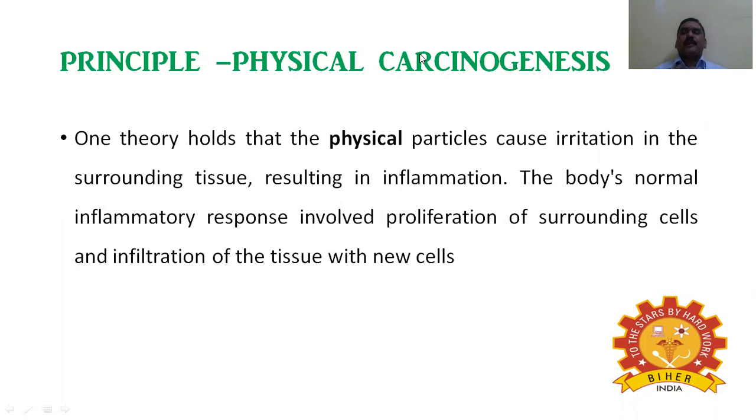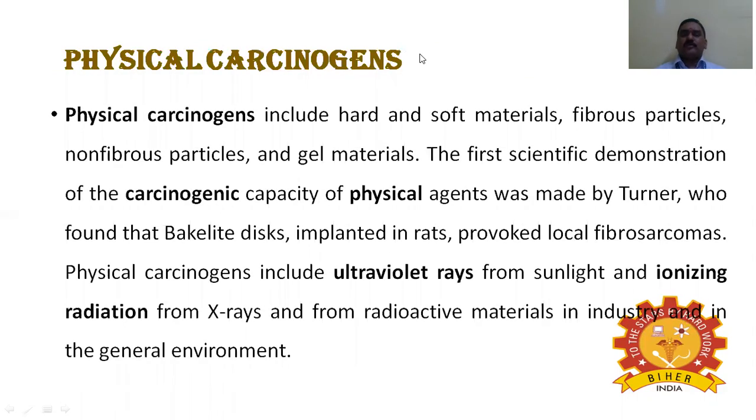What is the principle of physical carcinogenesis? There is a theory that physical particles cause irritation in the surrounding tissue, resulting in inflammation. The body's normal inflammatory response involves the proliferation of surrounding cells and infiltration of the tissue with new cells. This is the principle of physical carcinogens.